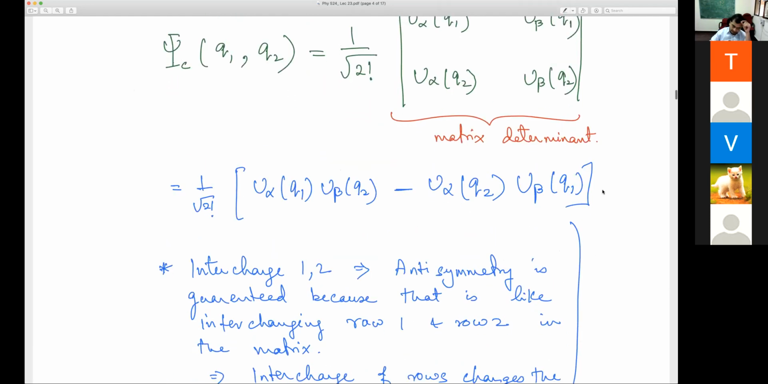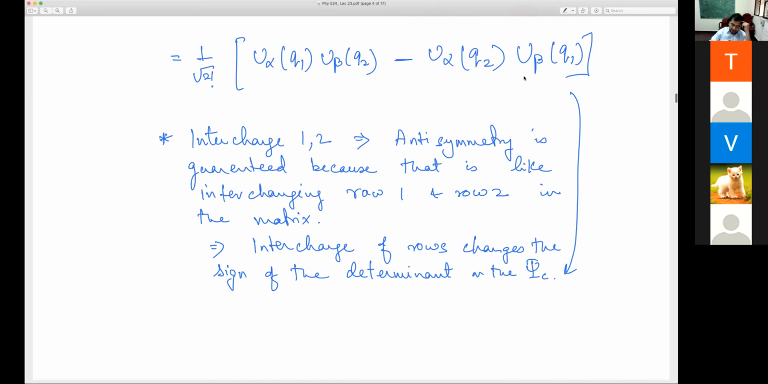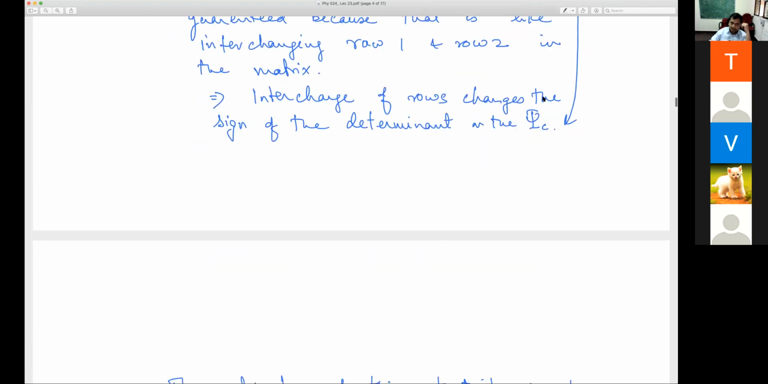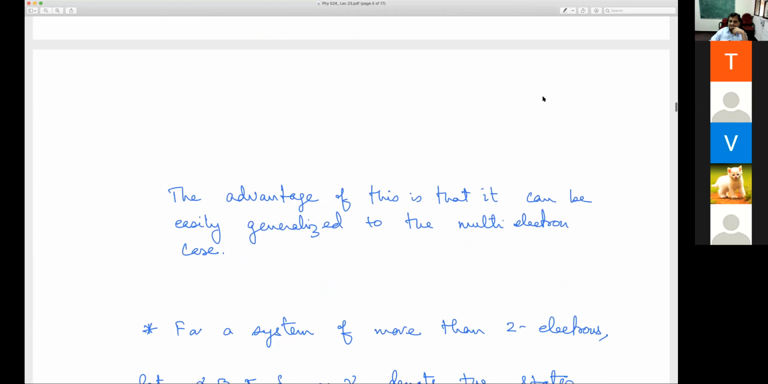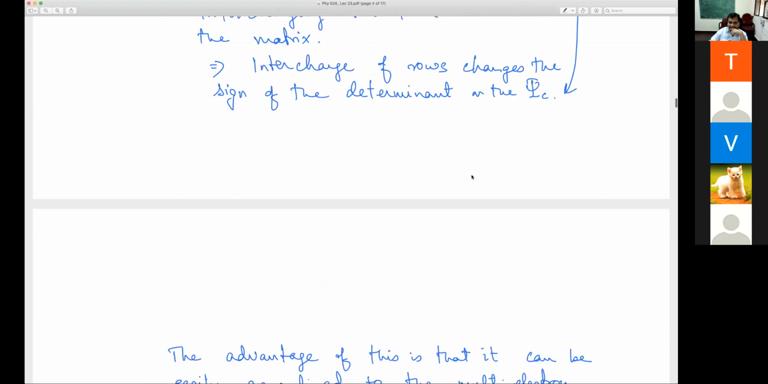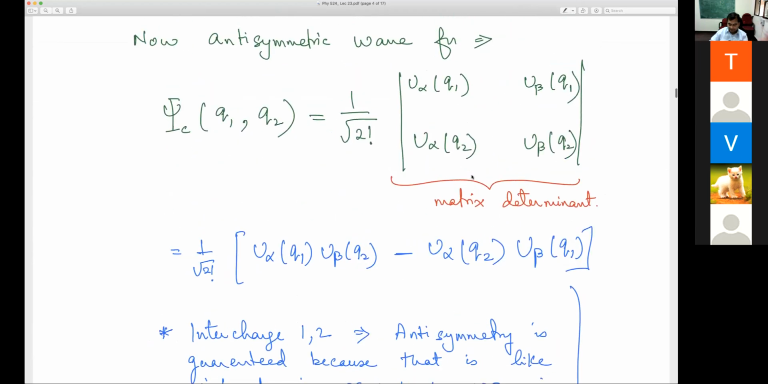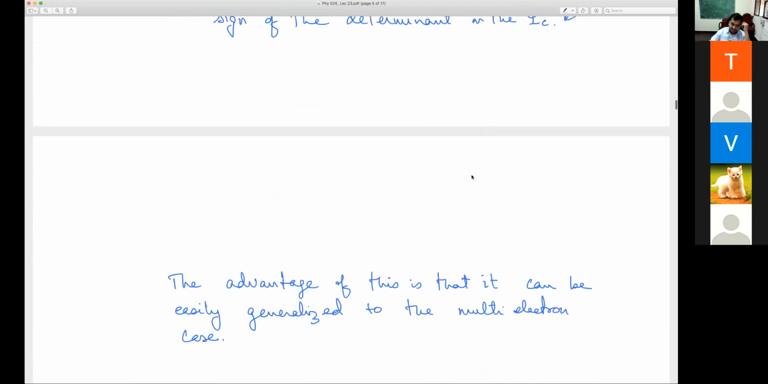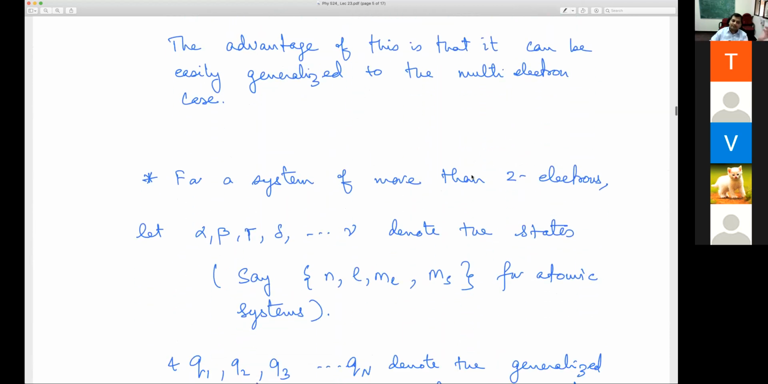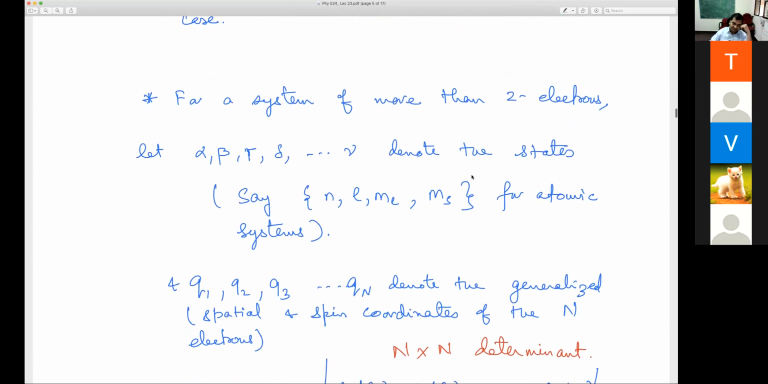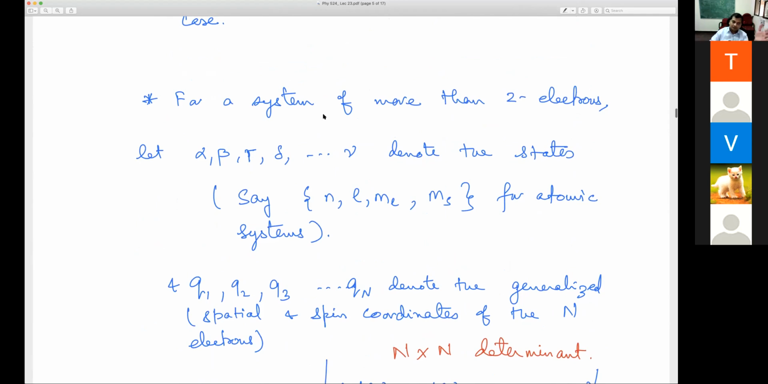So that's the idea. And the main thing is that you must have already seen this earlier. This can be generalized to a multi-electron case easily. So let's say for a system where there are more than 2 electrons, we just had alpha, beta. Now let me increase the labels: alpha, beta, gamma, delta, nu, etc., denote the states basically.